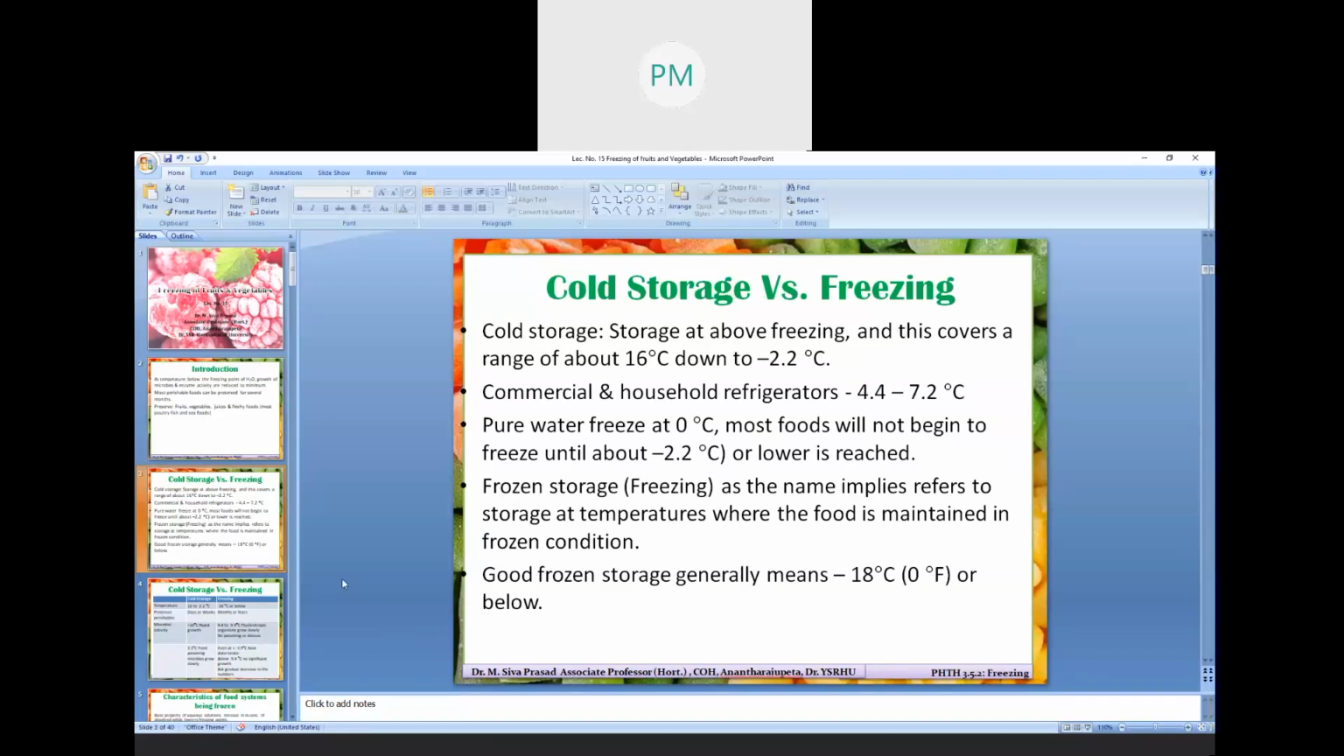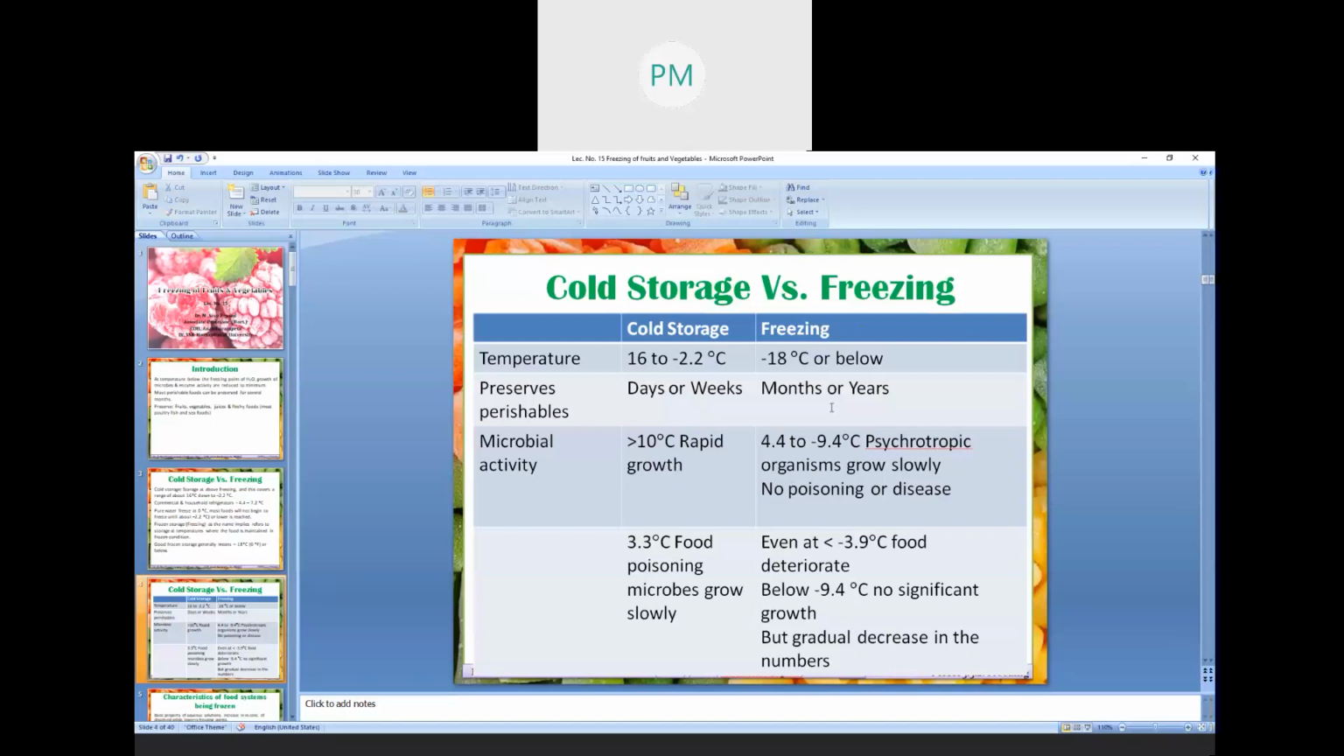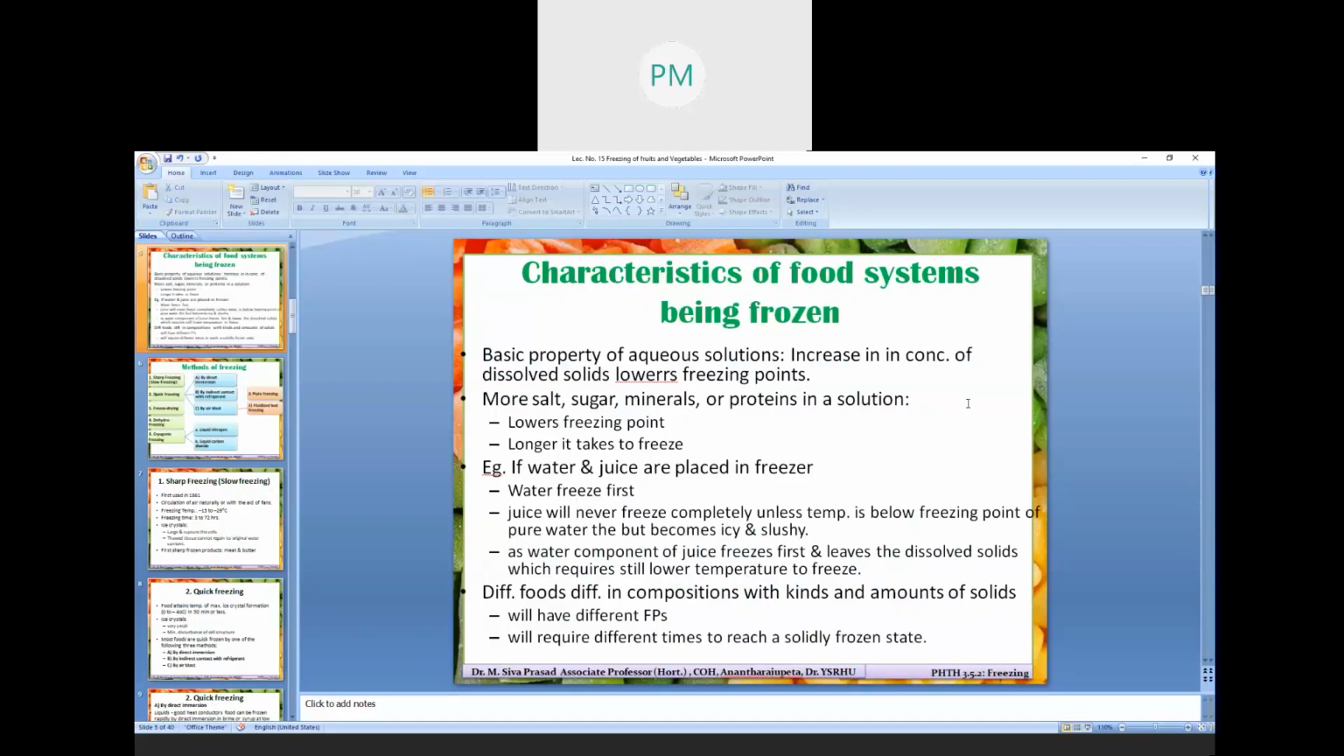You have understood the freezing of pure water and how the presence of dissolved substances causes delayed freezing, right? And then the differences between cold storage and freezing. Cold storage helps to store food for a few days to weeks, whereas freezing helps to preserve food for months or years. There is also a difference in temperature and in the rate at which microbes cause spoilage.